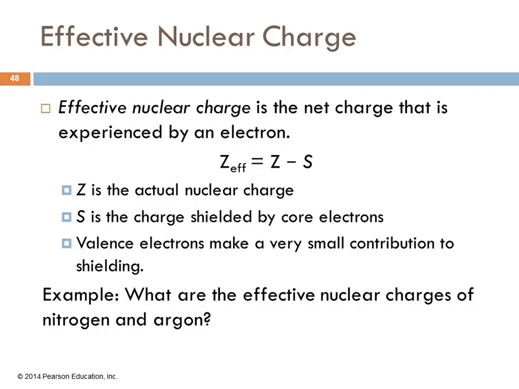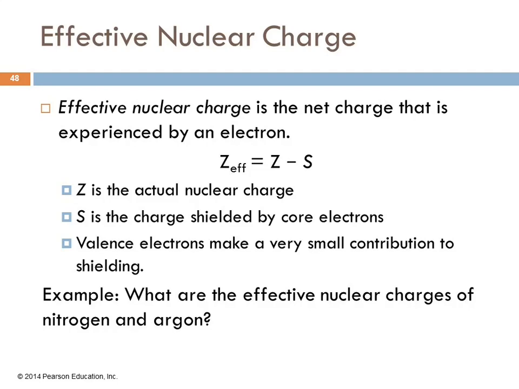So the effective nuclear charge is the net charge that's being experienced by an electron. And the way you would calculate that, if you like formulas, is you take Z, the actual charge on the nucleus, the number of protons, and you subtract the number of core electrons. We learned yesterday how to identify which are the core electrons and which are the valence electrons. Valence electrons do shield each other a little bit, but it's not worth talking about.